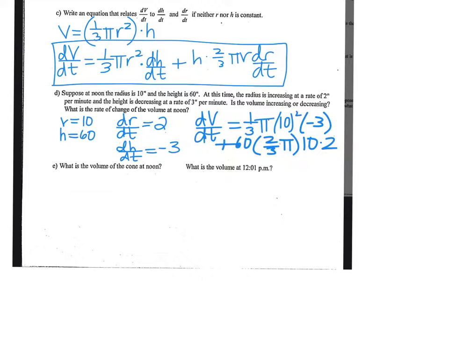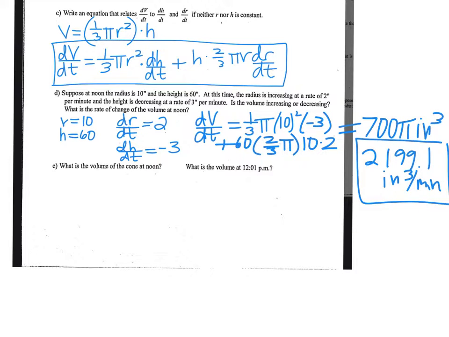And then you get your calculator out. Beep, boop, and you get 700 pi cubic inches. It's increasing, that's positive. 2,199.1 cubic inches per minute. Because it's dV/dt, it's the change in volume over time. So that's what it's increasing by.